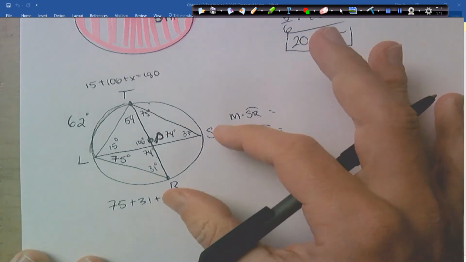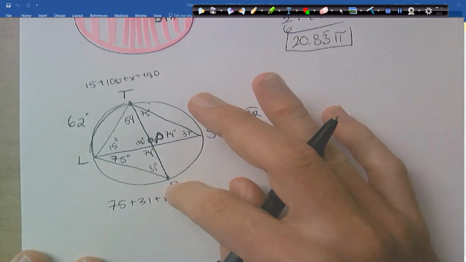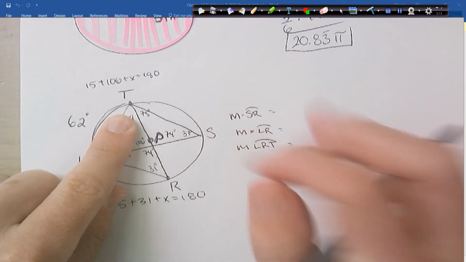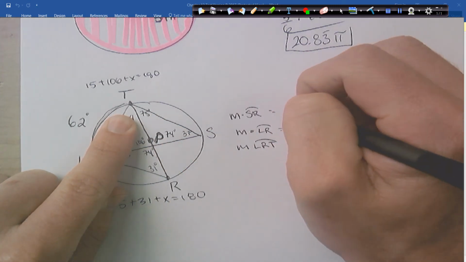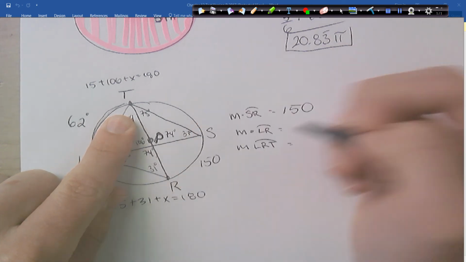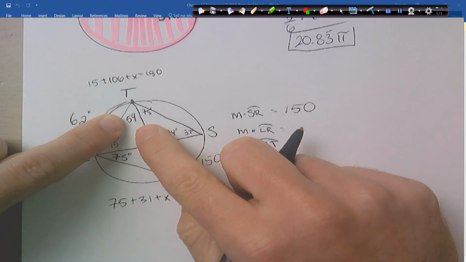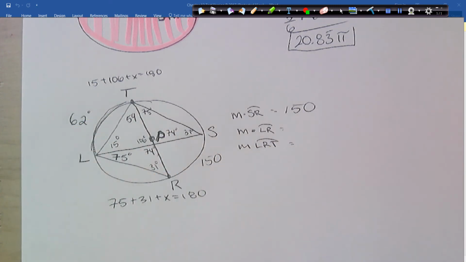Now with all this information, hopefully we can come up with some arcs. So the first one is SR, this arc right here. Well, this is pretty easy. See how 75 is shooting out to it? So SR, we're going to double it, and we get 150. LR is over here. Notice we go into the arc, it's 59, so we double 59. That's going to give us, I believe, 118.